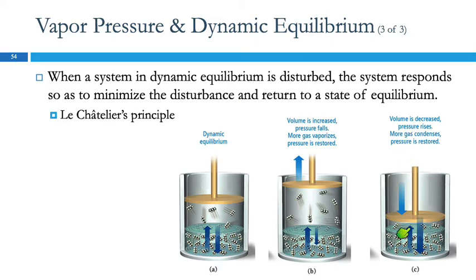We can do the opposite. We can push down on this and make this a higher pressure, a more concentrated gas. Then the rate of condensation will increase, while the rate of evaporation just stays the same. So this is known as Le Chatelier's principle, that when you disturb a system in equilibrium, it's going to respond in a way that will minimize those disturbances. So at equilibrium, the pressure of this gas will be the same, regardless of whether it's in a big container or a small container. The vapor pressure is the same.